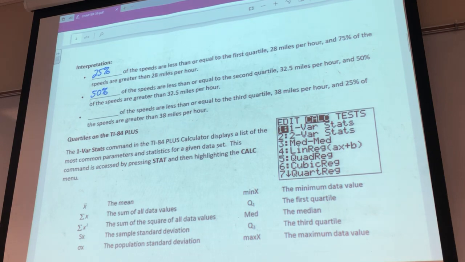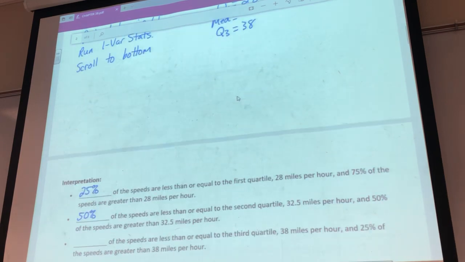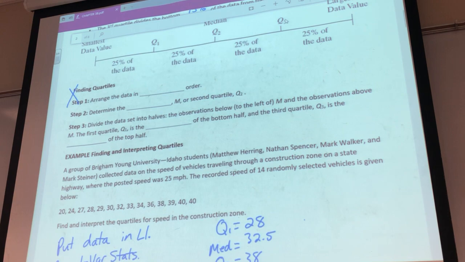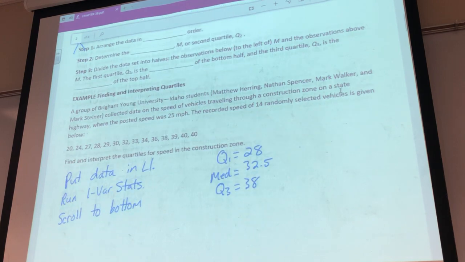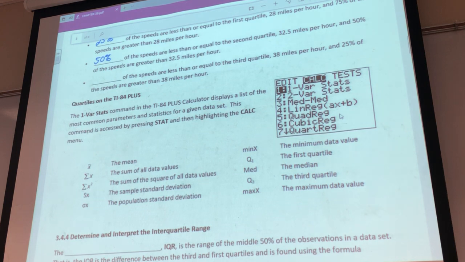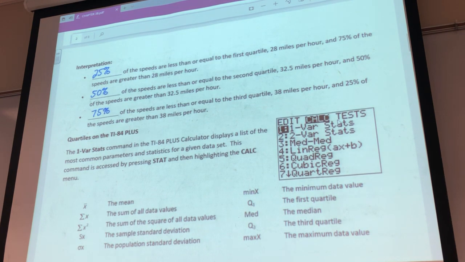And then the last one, 38, that's our third quartile. If you look at where the third quartile is, that's right here. We've got 75% are less than it and 25% are greater than it. So this one would be 75% are less than or equal to and 25% are greater than. And so in your homework you'll have to type in those numbers once you find your quartiles just to interpret what they mean.